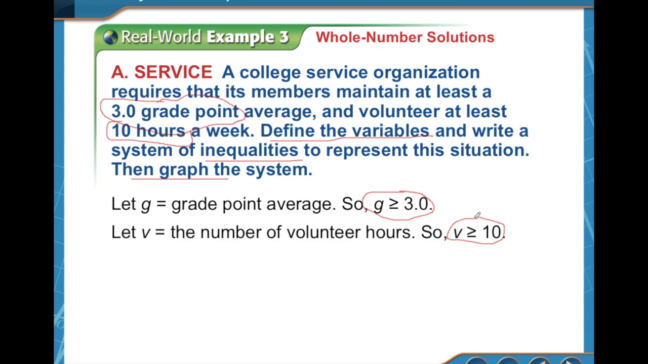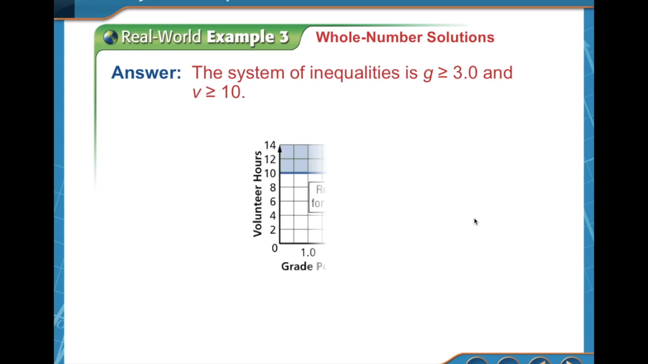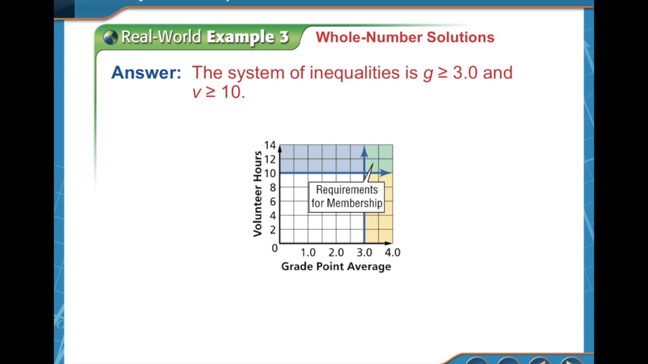Now you can tell these equations are pretty short. So this is a problem that we can solve rather quickly when we get down to it. So if G is greater than or equal to 3 and V is greater than or equal to 10, what would our solution look like? Well, if we define our variables this way, our image would look like this.